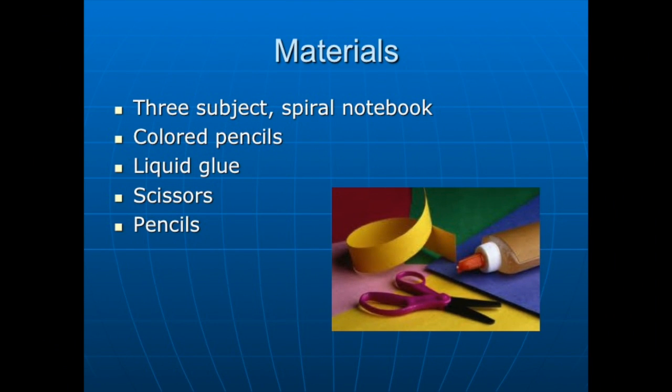What materials does your child need for social studies? They need a 3-subject spiral notebook to use for their ISN. They'll also need color pencils. Liquid glue works best. Glue sticks do work, but liquid glue works best. Scissors and pencils.